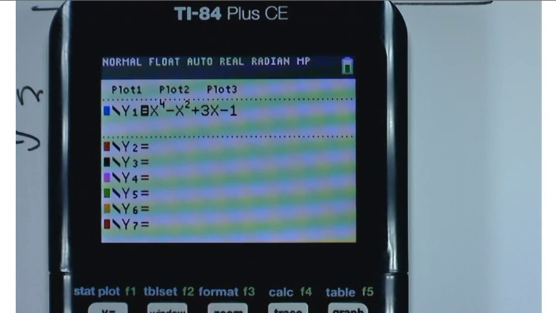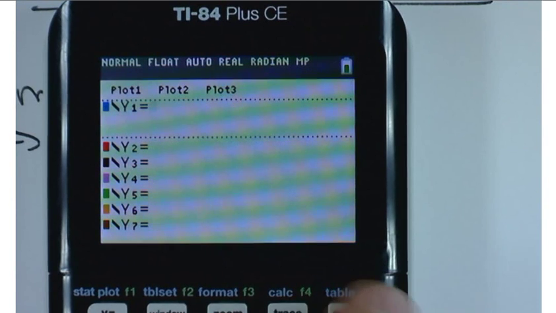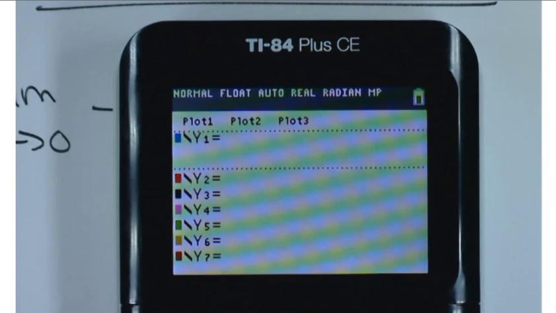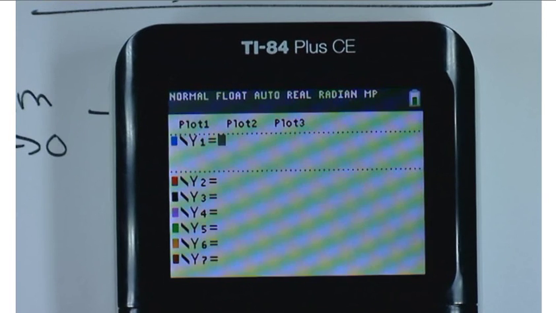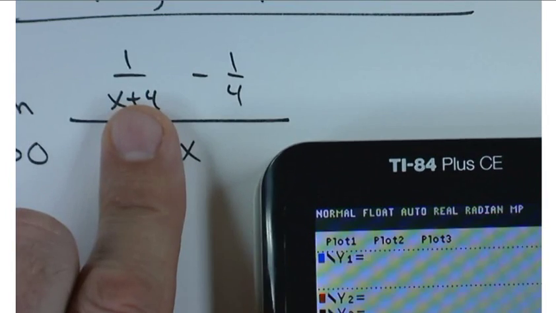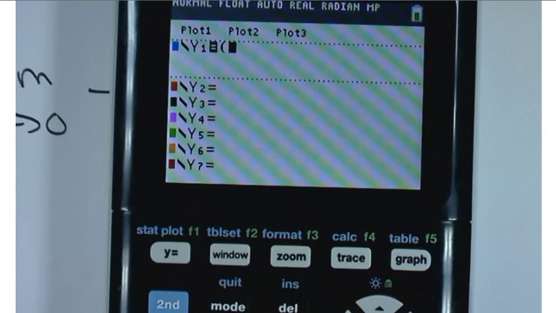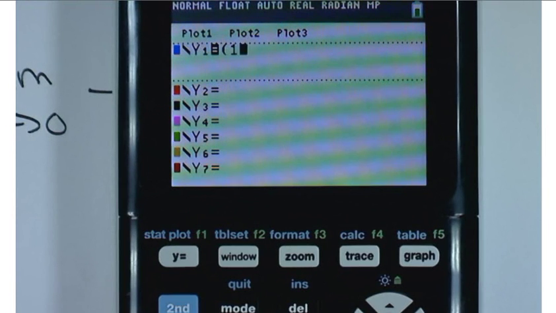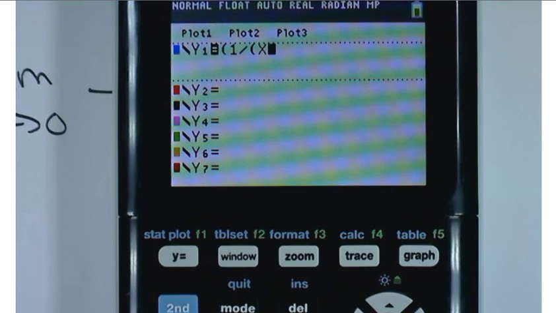Go to the equation editor, press y equals. Now I'm going to enter this in without trying to use any of the fancy math type that you can use on the 84 Plus. To do that, I'm going to need parentheses around the entire numerator. So we'll start out with a left parenthesis, 1 divided by parenthesis x plus 4, close parenthesis. Now that closes off the parenthesis in the denominator, minus 1 divided by 4.